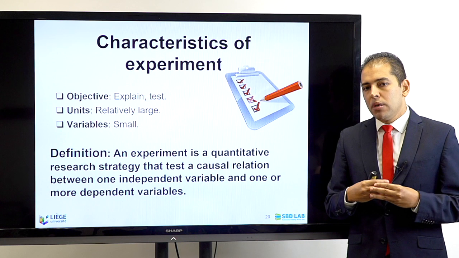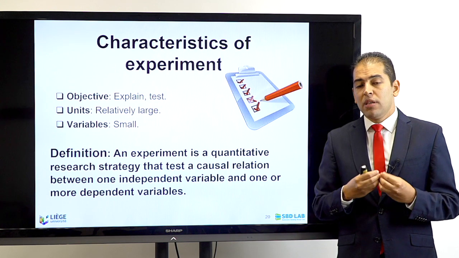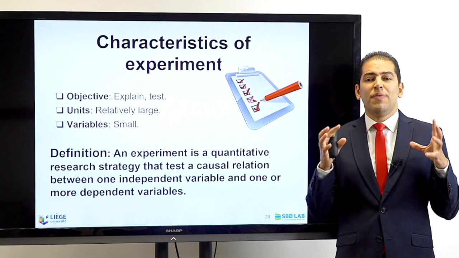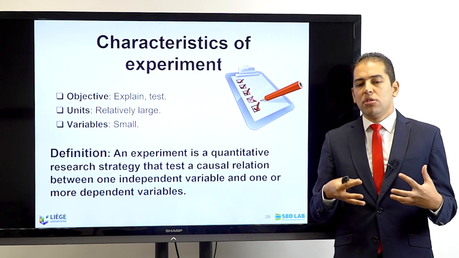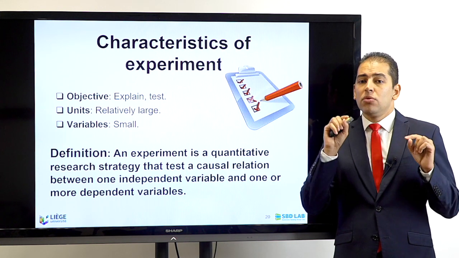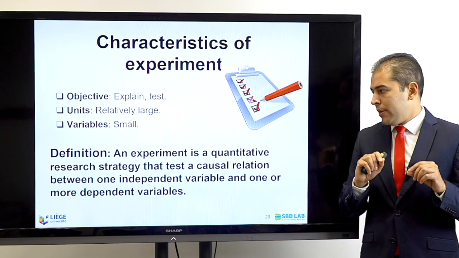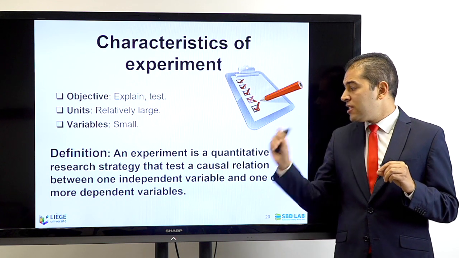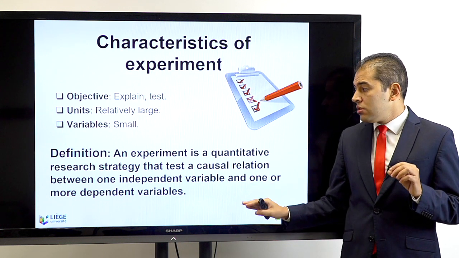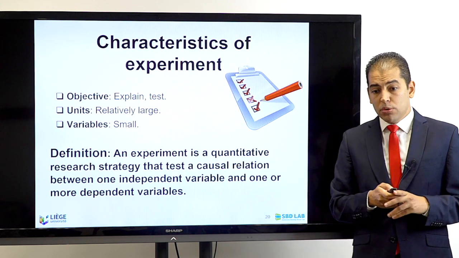For sure, we can have multiple variables, but it complicates the situation, because you have to have a certain randomness in your sampling, you have to have a certain replication aspect in order to have a randomized control trial, and you have to have a very strict control. This is one of the most difficult things: how to control the external factors and eliminate their influence and make sure that only the independent variable has influence on the dependent variable. So the definition here is that an experiment is a quantitative research strategy that tests a causal relation between one independent variable and one or more dependent variables. So it's very important to take it into account.